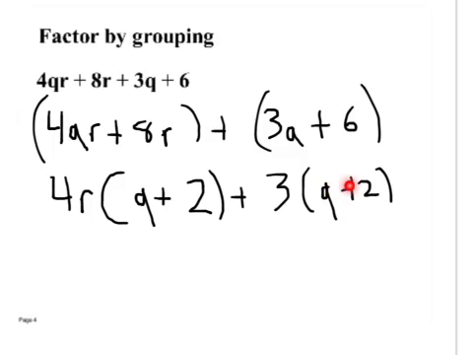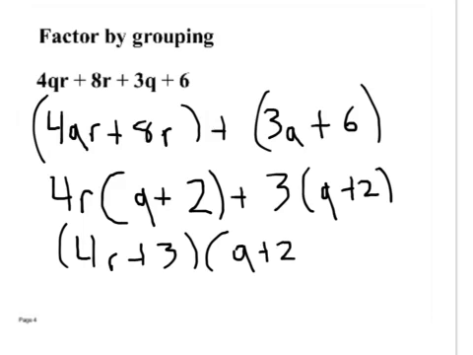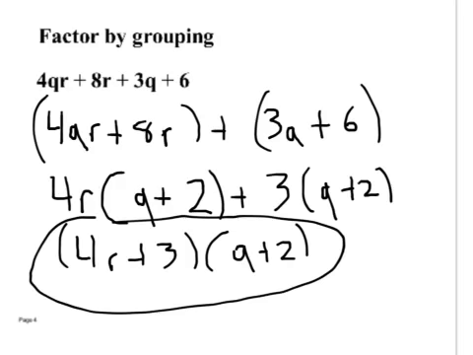So what we can do, we can combine 4r plus 3. This is just distributive property. 4r plus 3 and q plus 2. Okay. So this is factoring by grouping. Alright, write this one down.